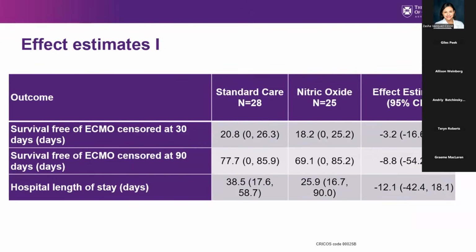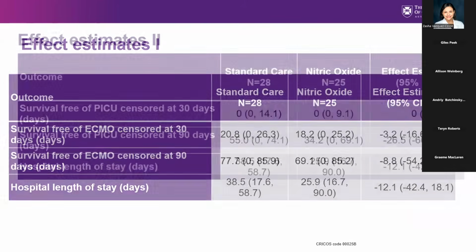So when we look at the effect estimates that we got, we looked at survival free of ECMO censored at 30 days, and you can see here that the standard care had a bit longer survival free of ECMO than nitric oxide, although this is not statistically significant, it's just numerically different. And the same is true if you censored at 90 days, and then the hospital length of stay was actually slightly shorter in the nitric oxide group than in the standard care group. When I say shorter and longer, I don't mean this in a statistically significant way, I just mean that numerically.